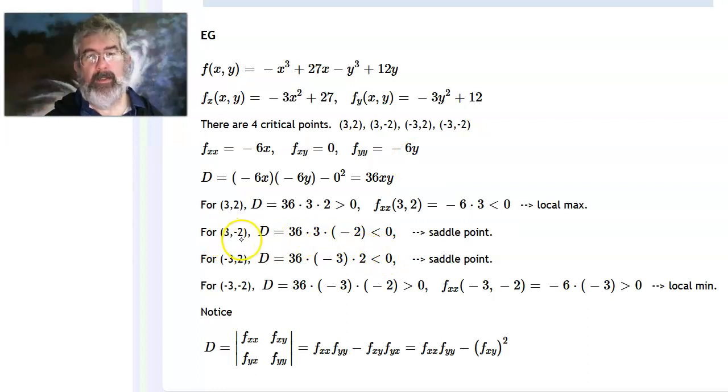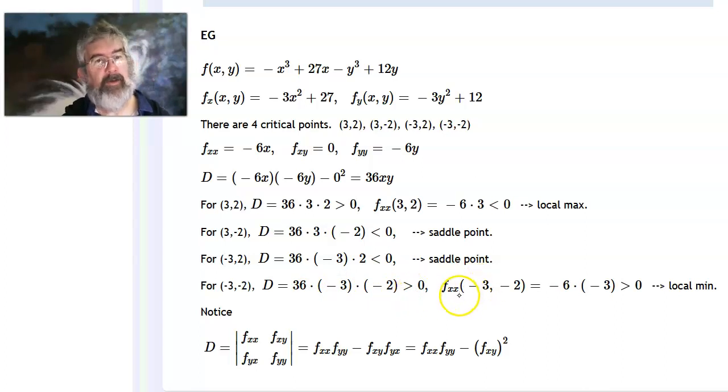For the point (3, -2), D is 36 times 3 times -2, which again, I don't really care exactly what it is. What I care about is that it's less than 0. It's a negative number. So being negative is telling me this is a saddle point. And indeed, that's what we saw in the previous video. (-3, 2), plug that in. Again, that's negative, saddle point. And (-3, -2), with both of these negative, that's positive times negative times negative. The result is positive. So this is either a max or a min.